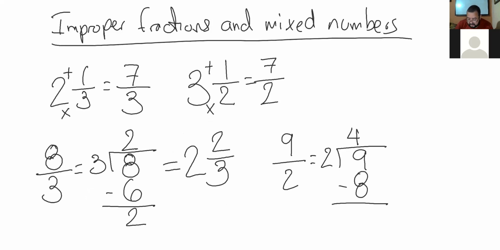And 9 minus 8 equals 1. So 4 is going to be our whole number, 1 our numerator, and 2 our denominator. So the mixed number of this improper fraction is 4 1/2. Remember, pause the video right now and copy. I am going to erase.